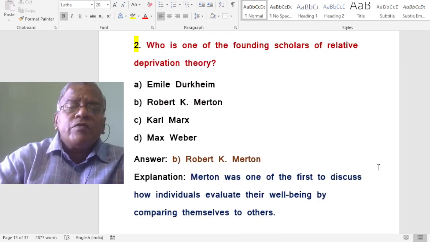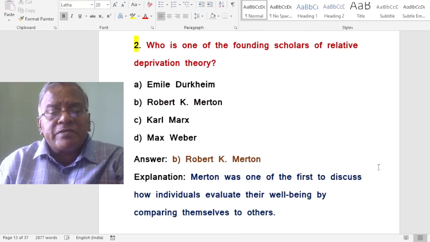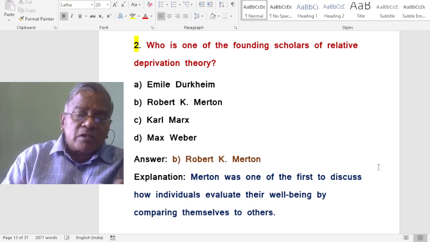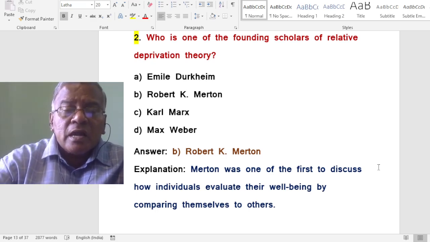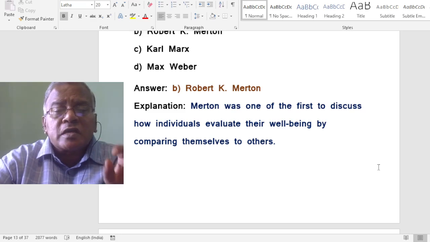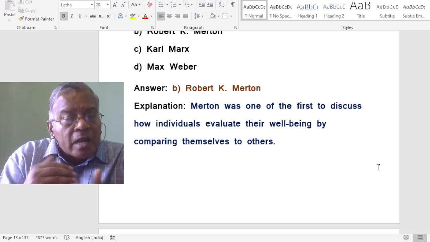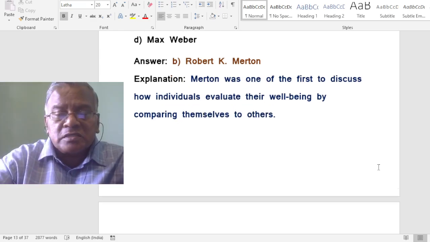Who is one of the founding scholars of relative deprivation theory? A. Emile Durkheim. B. Robert K. Merton. C. Karl Marx. D. Max Weber. Now, Robert K. Merton, as we have already seen, was one of the first to discuss how individuals evaluate their well-being by comparing themselves to others.